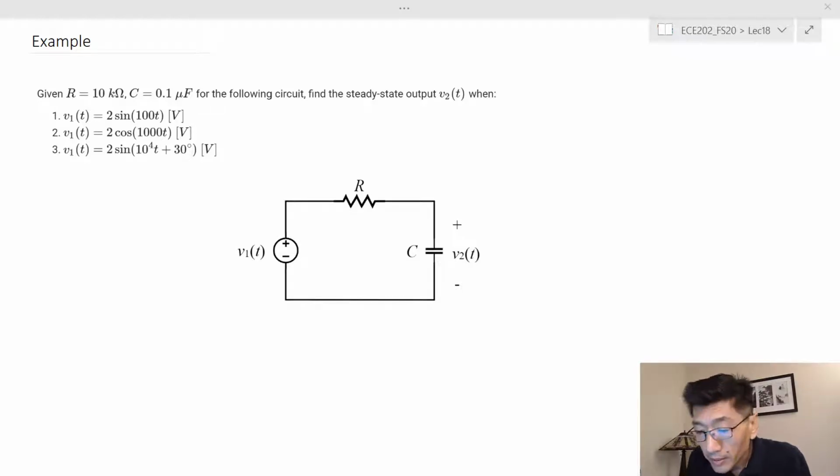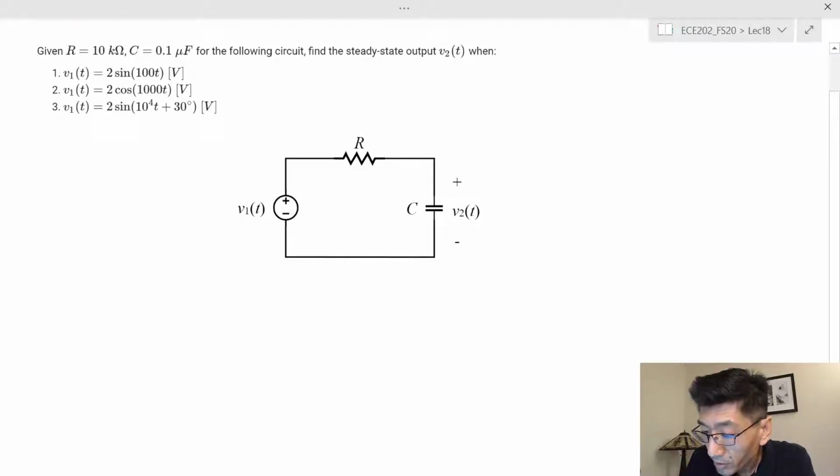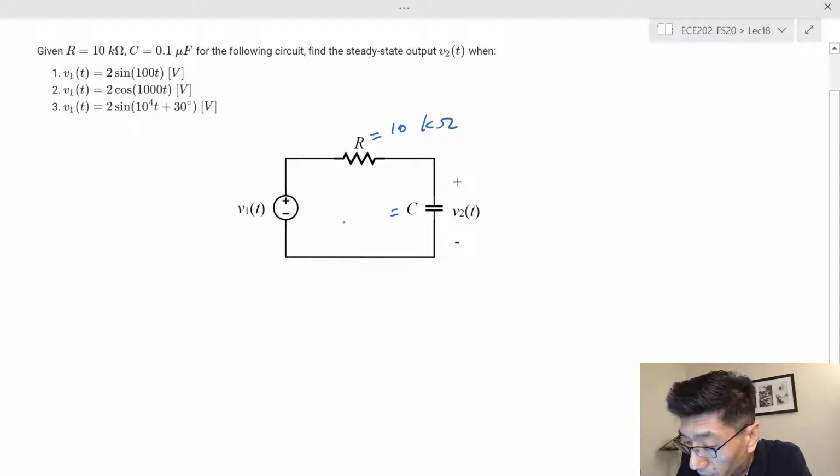So let's look at an example of how we're going to use this transfer function to find the sinusoidal steady state response. In this case, we have a very simple RC circuit. We have the resistance, which is 10 kilo ohm, and the capacitance, which is 0.1 microfarad. These are the parameters we're going to use when we do the experiment.